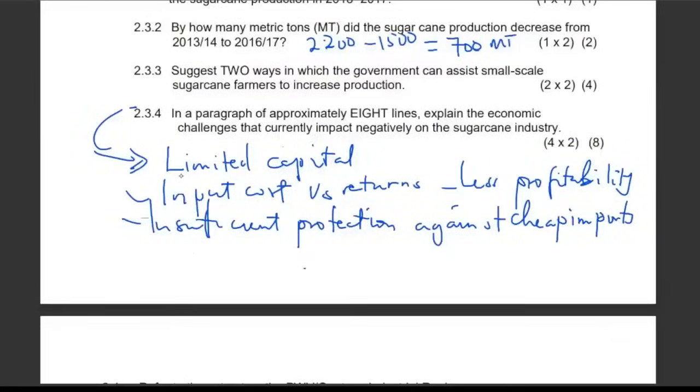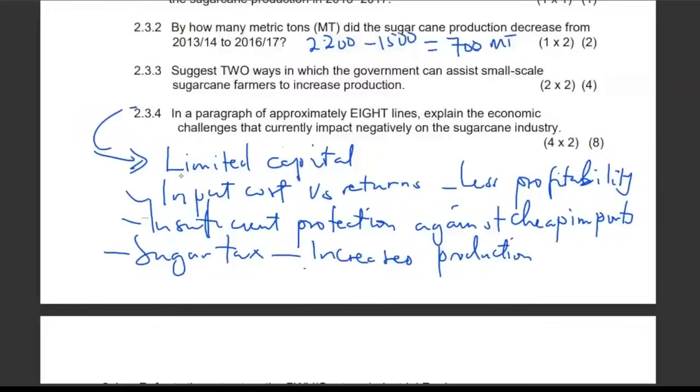Right. So we can also look at sugar tax. The sugar tax is increasing production costs. Whenever the government is imposing the sugar tax on the farmers, it is ultimately adding to the cost of production. And as a result, if the farmers are paying more to produce the sugarcane, then they are suffering at the end. Their costs will become higher than the benefits that they are going to reap after selling the products.